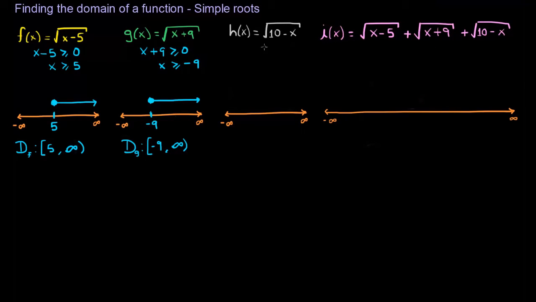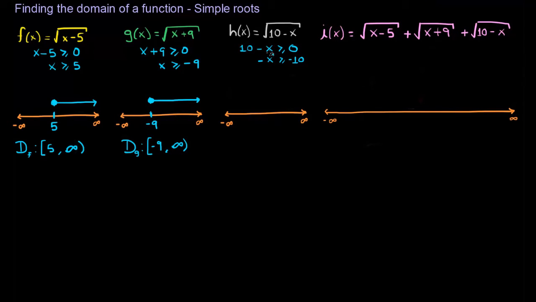This is h of x is equal to the square root of 10 minus x. Again, we have to make sure that what's inside the root has to be greater or equal than 0. Now this example changed a bit because here the x is negative. So I'm going to solve it the long way. It will be negative x greater or equal than negative 10. I subtracted 10 on both sides of the inequality here.